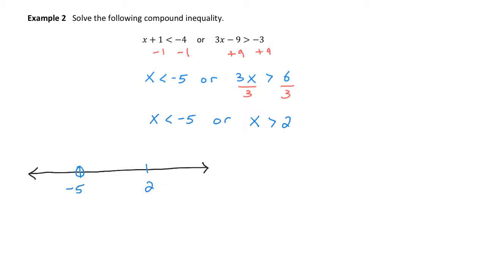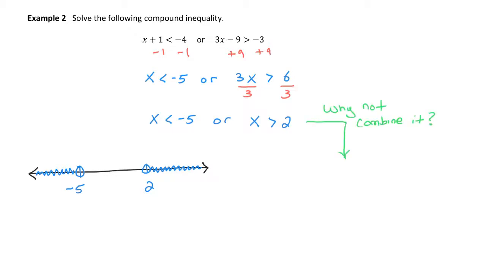An open circle at both, just because there are no equal signs in my inequality. I'm going less than -5 or greater than 2. So this would be the answer to this inequality. Again, we leave it in two separate pieces when we're dealing with an OR statement.